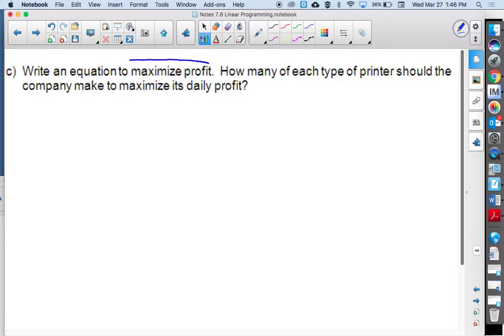So the last part of the problem, 3 pieces here, says write an equation to represent the maximum profit. How many of each type of printer should be made so that we can make the maximum daily profit? So if you go back up and look at the word problem, Harris, is there anything that talks about profit in that word problem? 40x and 60y. Yeah, 40x and 60y. So that's how I would get the max profit, by taking 40 times the number I make for x, 60 times the number I make for y.